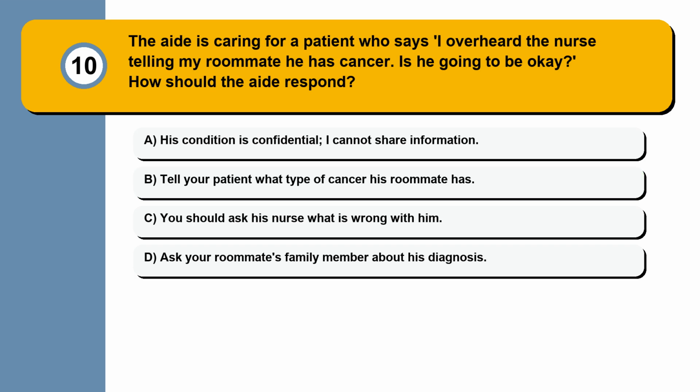Question 10. The aide is caring for a patient who says, "I overheard the nurse telling my roommate he has cancer. Is he going to be okay?" How should the aide respond? His condition is confidential. I cannot share information. Tell your patient what type of cancer his roommate has. You should ask his nurse what is wrong with him. Ask your roommate's family member about his diagnosis.